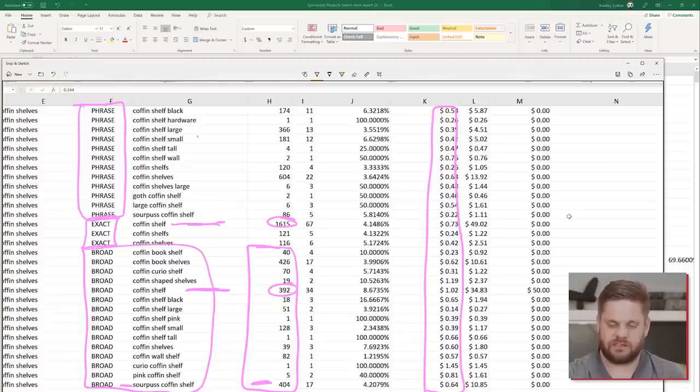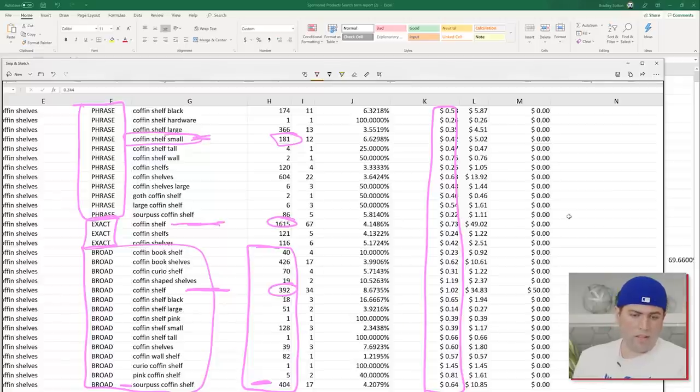A lot of these, you know, coffin shelf small, we know that's not going to be a very competitive keyword. 181 searches. Would you like to be number one page result 181 times on a very, very specific keyword? Yeah. And look at that click-through rate on that. That's a 6%, 12 out of the 181, compared to coffin shelf large, which was only 13 out of 366. So it was a 3%. So even looking at this, guys, there's so much information here.